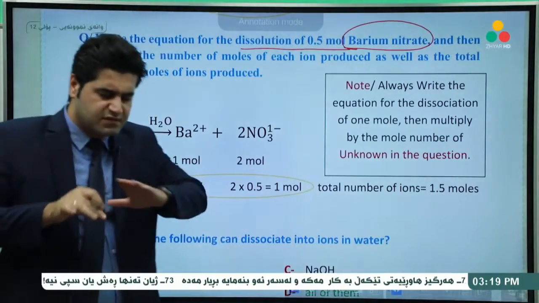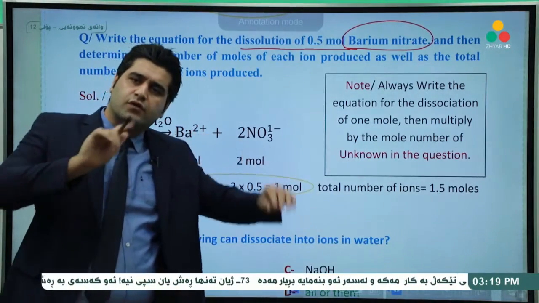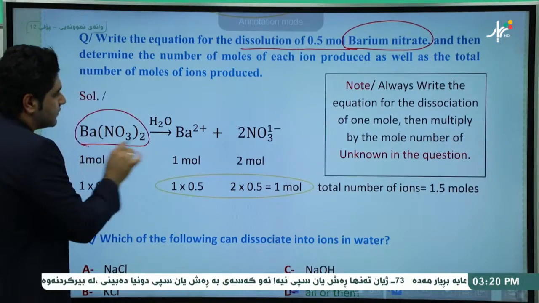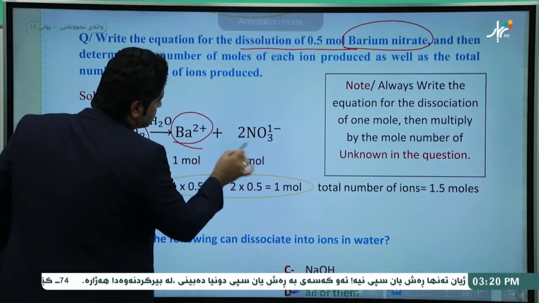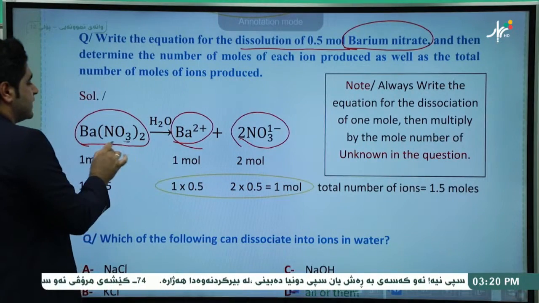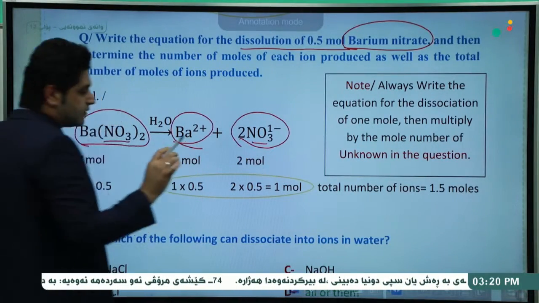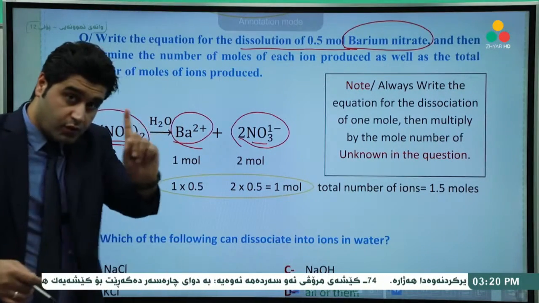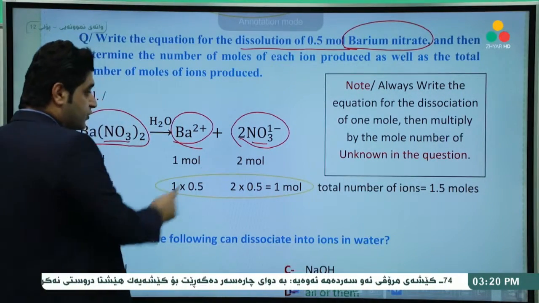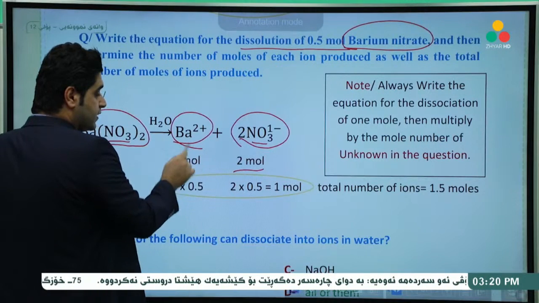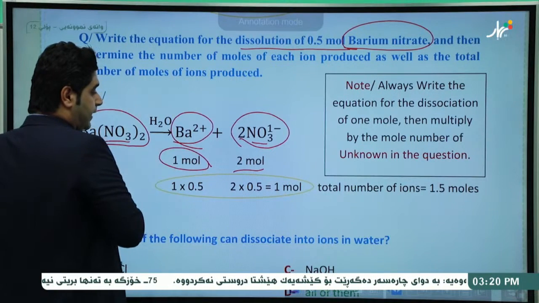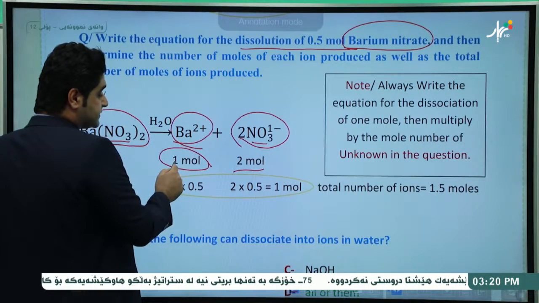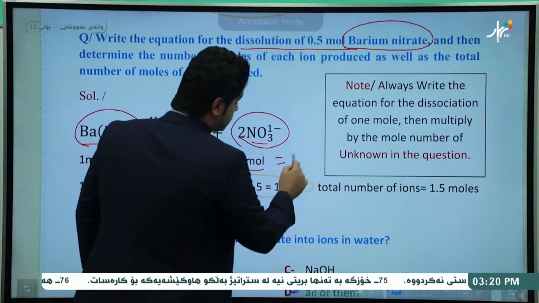Then immediately write the dissociation reaction for 1 mole. This is barium nitrate, and this is the dissociation reaction for 1 mole. We have 2NO3. Then calculate the number of moles of the ions for 1 mole. Don't forget, for 1 mole, we have 2 moles of NO3, 1 mole of Ba. So 2 plus 1 is equal to 3.